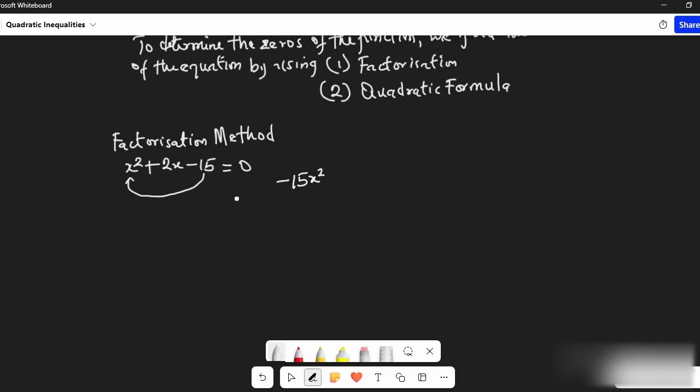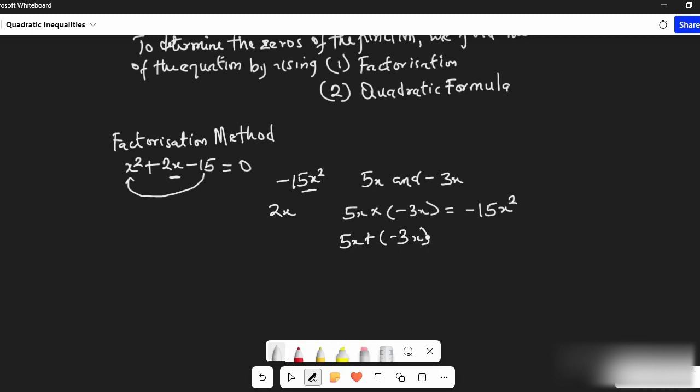Then you think of two separate expressions such that when you add them together, it gives you 2x here, and when you multiply them, it gives you minus 15x squared. Now those two expressions are 5x and minus 3x. You see that 5x times minus 3x equals minus 15x squared, and we also see that 5x plus minus 3x equals 5x minus 3x equals 2x.